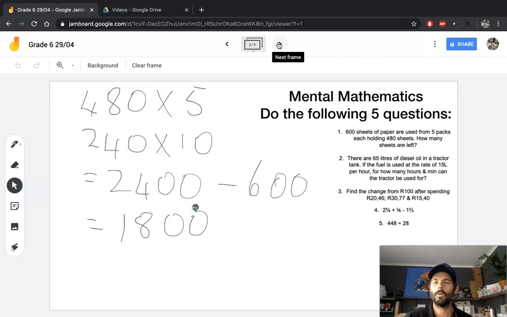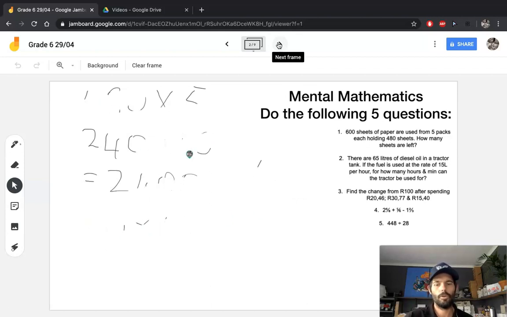You could have also done 400 times 5 plus 80 times 5 is 2,400. It gets you to the same place. Do whatever you feel comfortable with. Okay, question 2. There are 65 liters of diesel oil in a tractor tank.